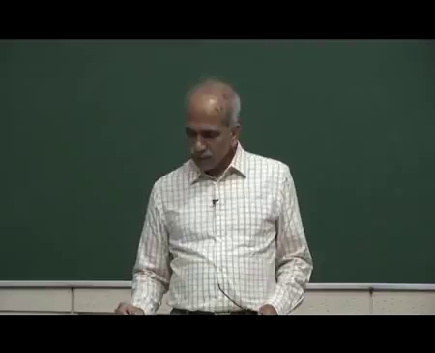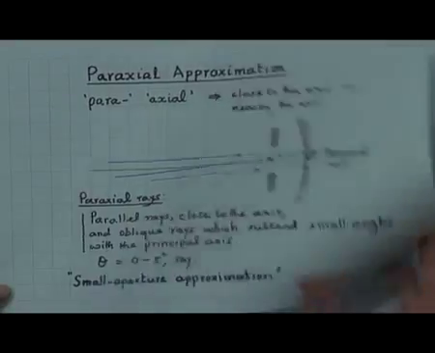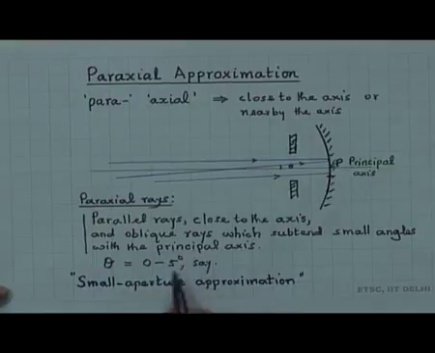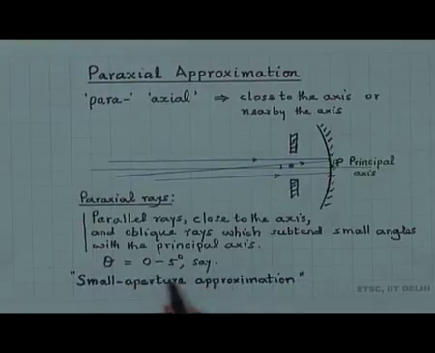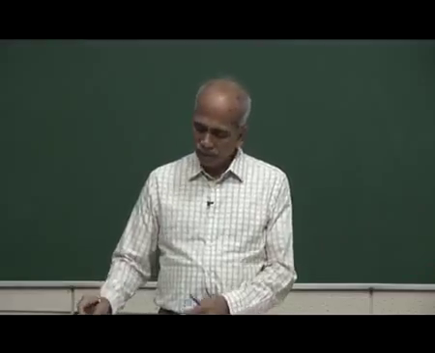So, small aperture approximation or paraxial approximation: the small aperture will lead to paraxial rays, that is, rays close to the axis and oblique rays which subtend small angles. This is no hard boundary again, I am just saying a range of 0 to 5 degrees, maybe 6 degrees, 5.5 degrees, it does not matter.